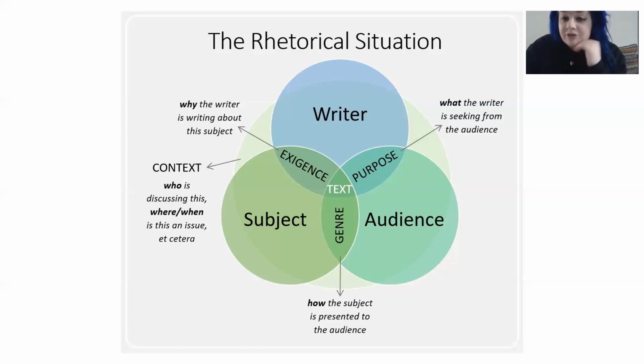And then finally, the subject. So that is essentially just what is being said. How is it presented? How is it written? Why is it being written, etc. Okay? So when you look at the articles, these are some things that you might want to consider. If you can easily identify who the writer is, who the subject is, who the audience is, because this rhetorical situation is the underlying foundation for the rest of your rhetorical analysis, okay? So this is a good place to start, I think.